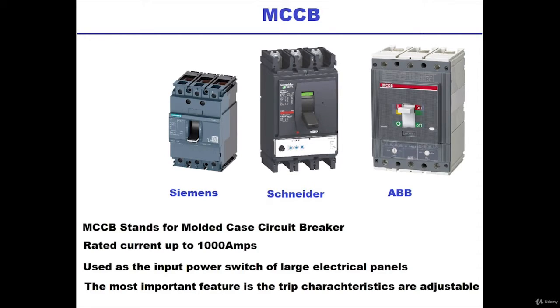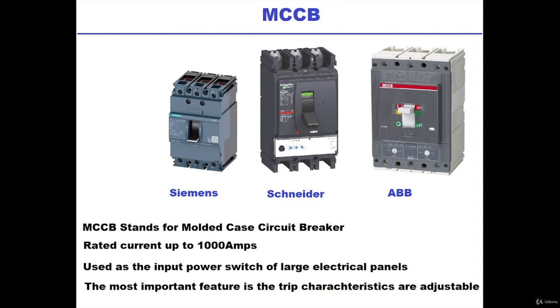Now let us talk about MCCB. They stand for molded case circuit breaker. Their rating current is much higher than the MCB ones, and they are rated up until 1000 amps. And they are usually used at the main input of your electrical panel.